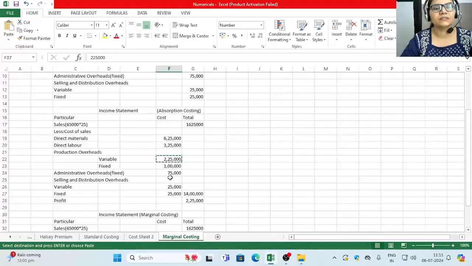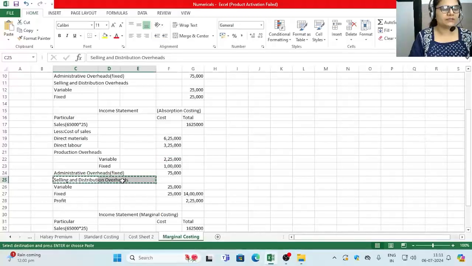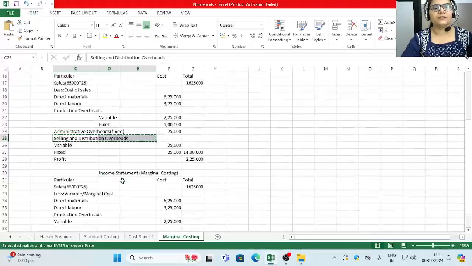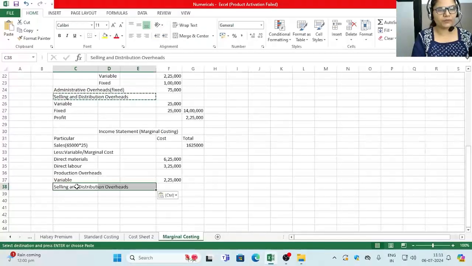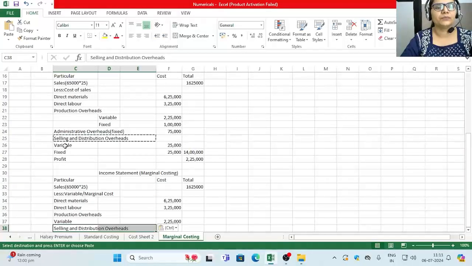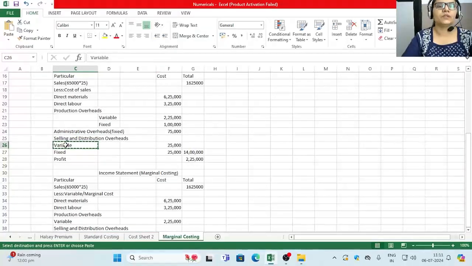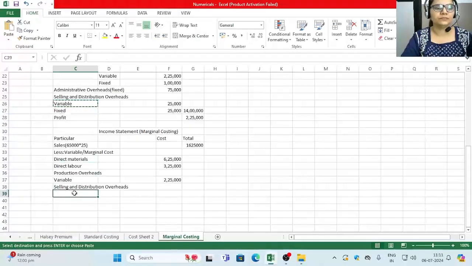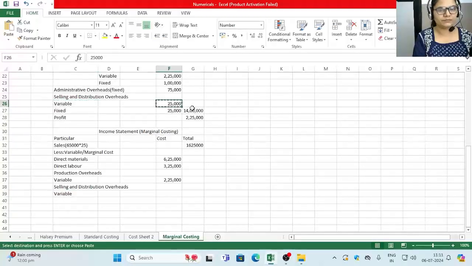Next is selling and distribution overheads. Similar thing we will follow over here. We will take the selling and distribution overheads which are variable, 25,000.